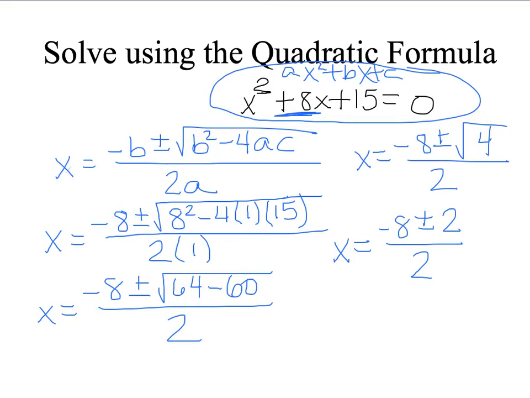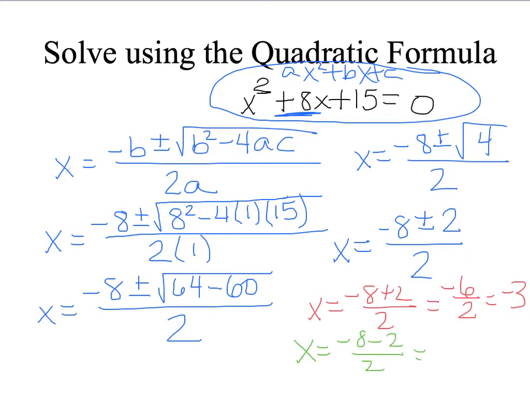The first one, x equals negative 8 plus 2 divided by 2. So that's negative 6 divided by 2, which is negative 3. And then the second one, x equals negative 8 minus 2, hence the plus or minus. So negative 10 divided by 2, which is negative 5. So my two solutions are negative 5 and negative 3.